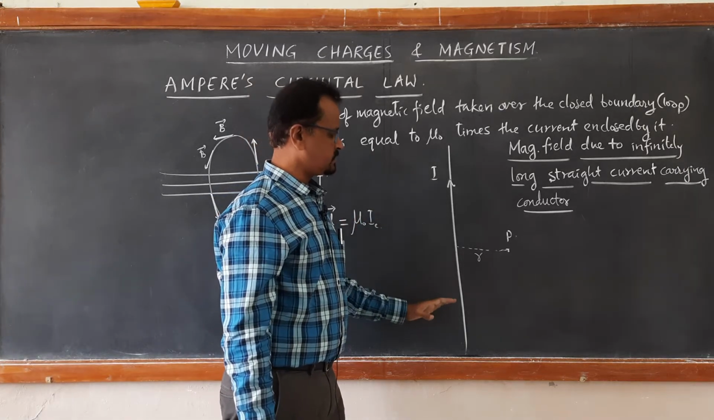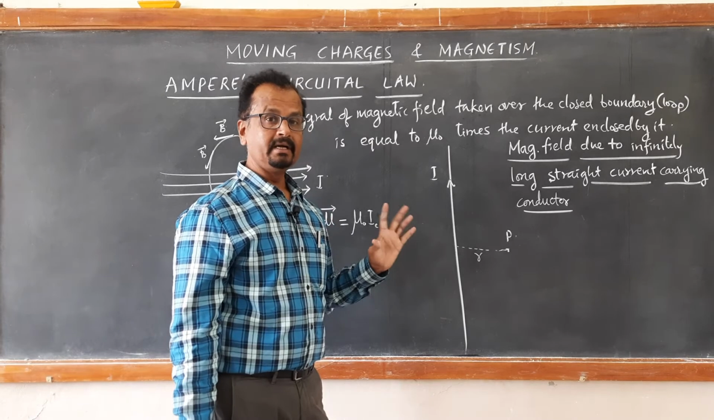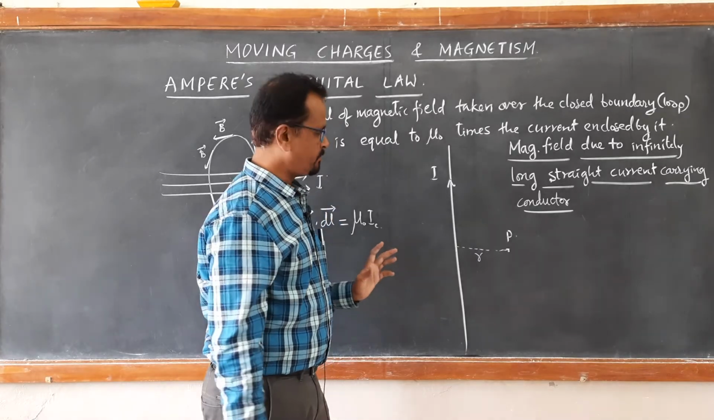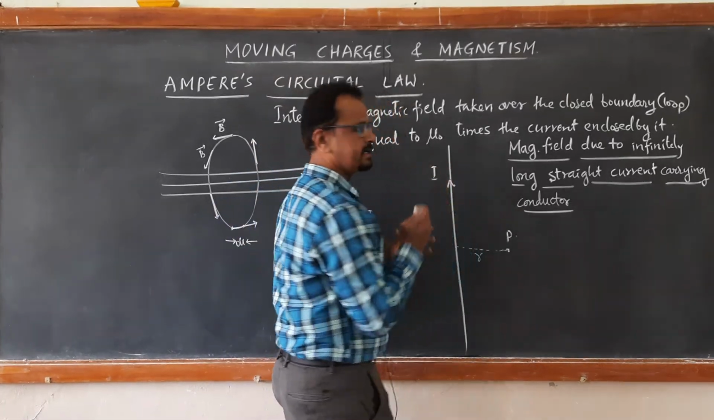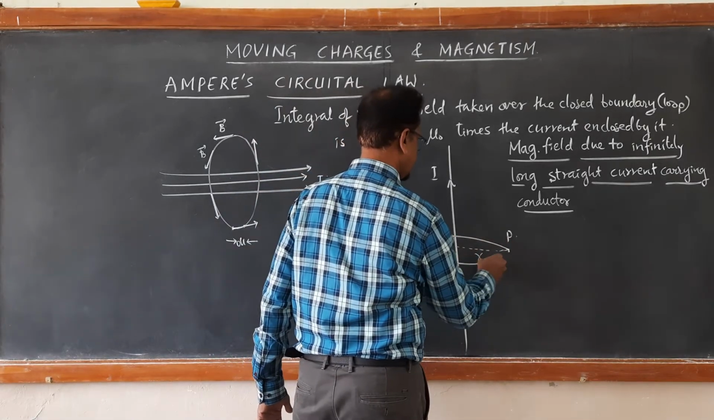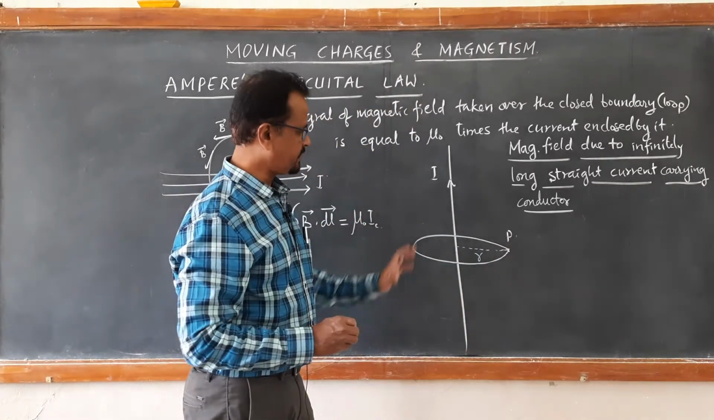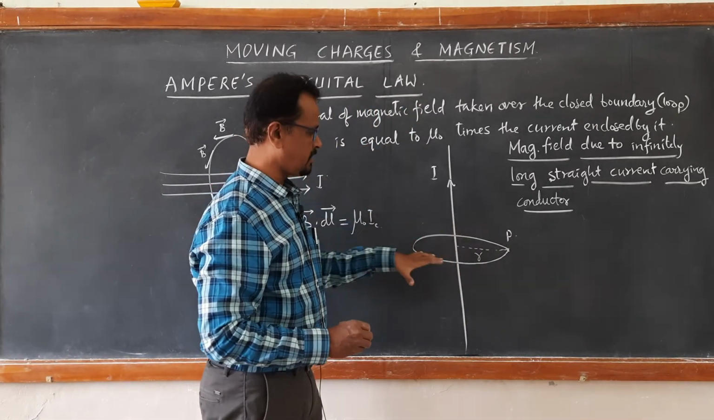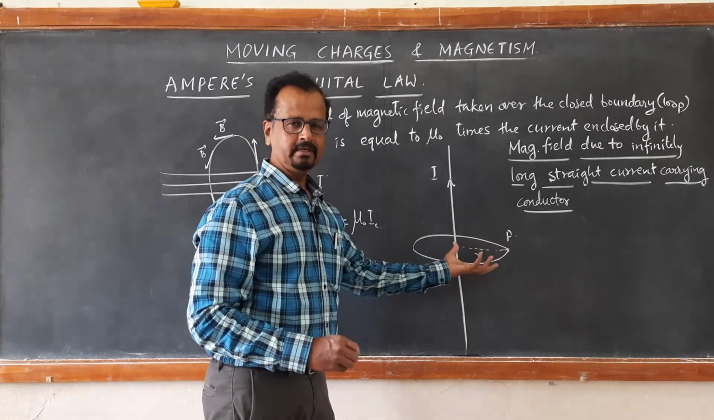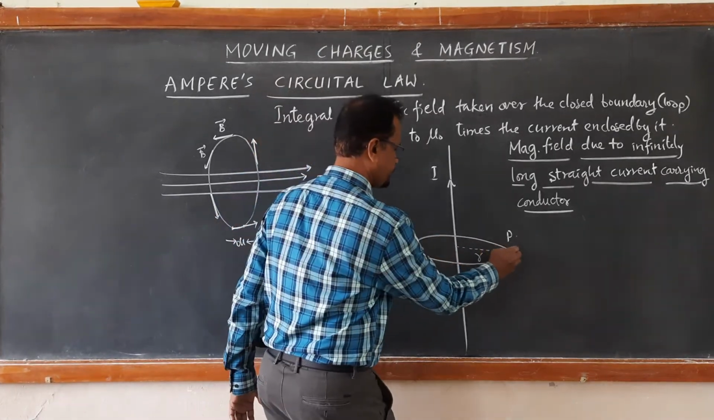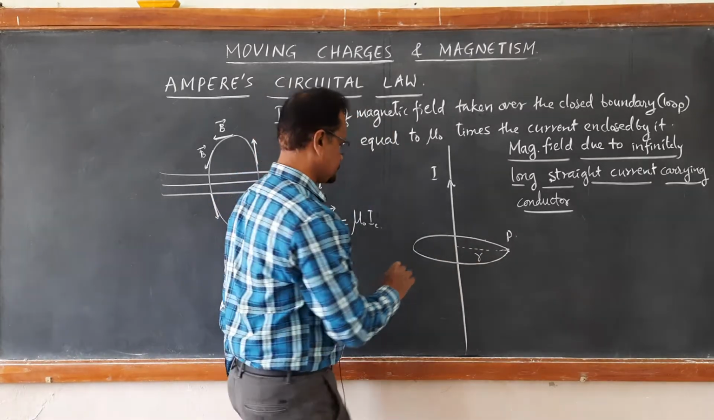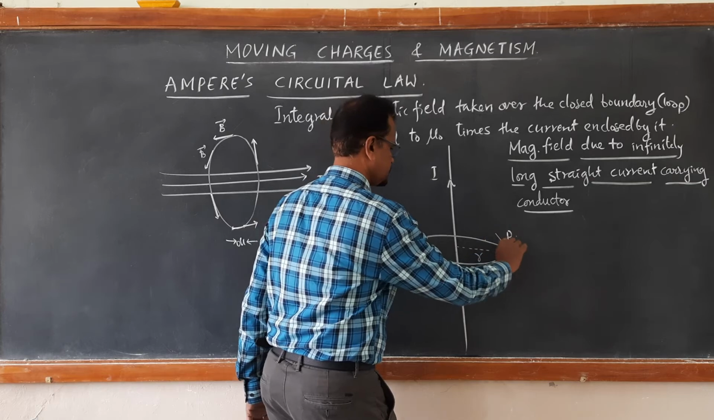So whenever such a situation is there, where there is symmetrical consideration, when the magnetic field around this straight conductor is studied, the magnetic field will have a cylindrical symmetry. So if you consider a circular arc of radius r around it, an imaginary line, then the magnetic field at every point on this imaginary line will always be tangential.